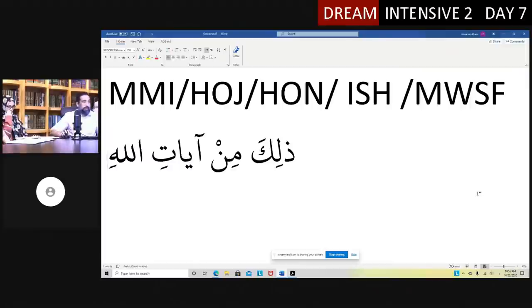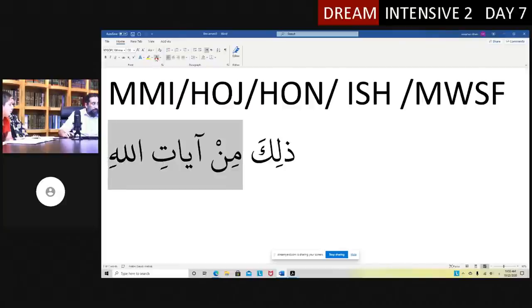Dhalika min ayatillahi. Now, min is a harf of jar, so that means this is the jar and this is the majrur. We're good on that. Ayati looks like a mudaf, and the word Allahi looks like a mudaf ilay. So this would be a jar majrur and a mudaf ilay. We found it.